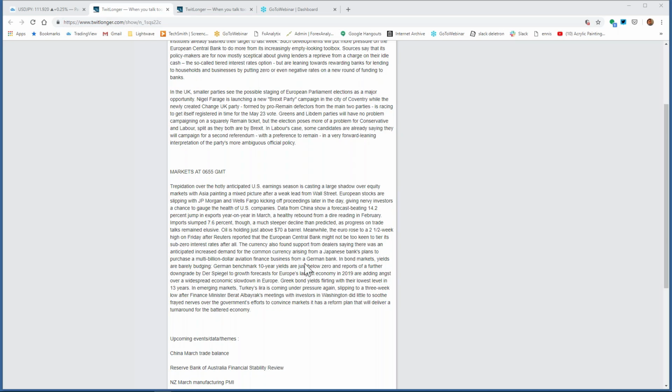In bond markets, yields are barely budging. German benchmark 10-year yields are just below zero, and reports of a further downgrade by Der Spiegel to growth forecasts of Europe's largest economy in 2019 are adding to angst over a widespread economic slowdown in Europe. Greek bond yields flirted with their lowest levels in 13 years.